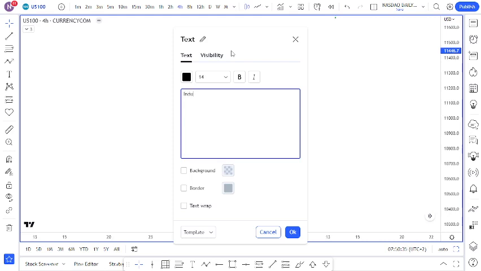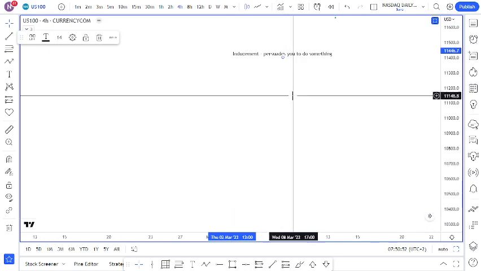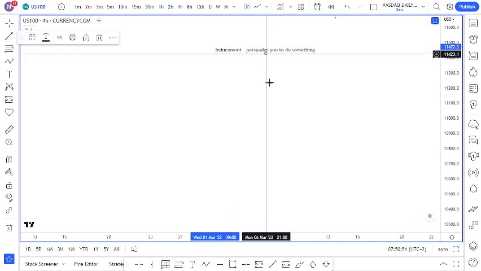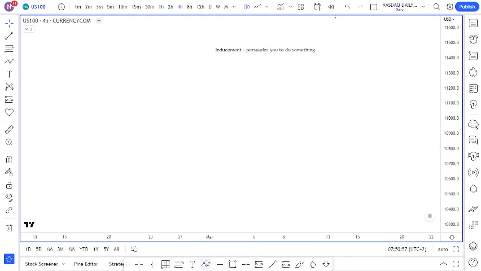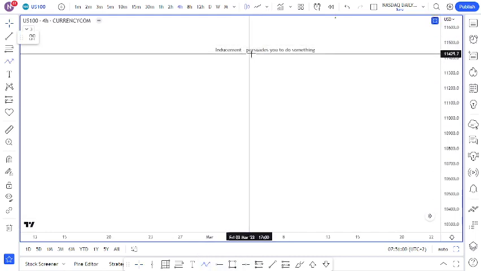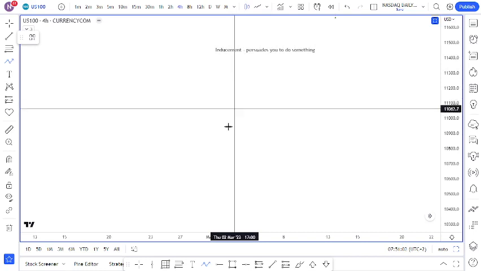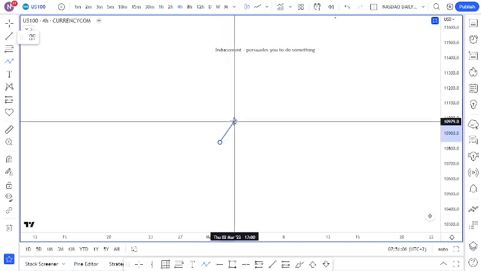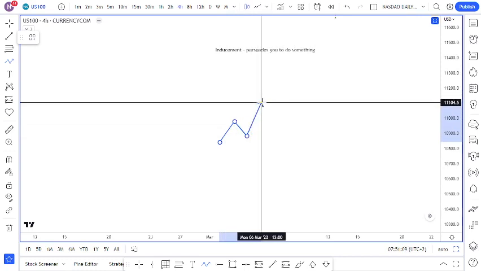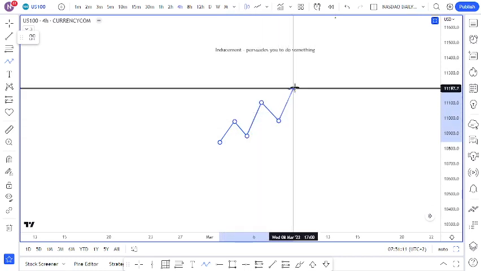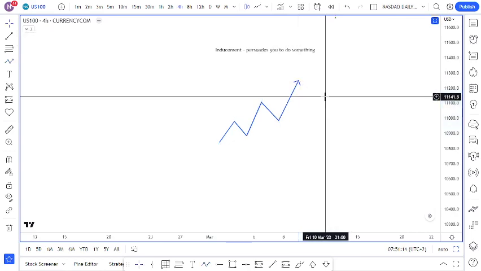Okay, so inducement. What is inducement? So inducement is something that persuades you to do something. So inducement, something that persuades you to do something. Okay, so we're gonna make an illustration to try and describe this in the market context. Okay, so imagine we have structure, right? Bullish market structure.